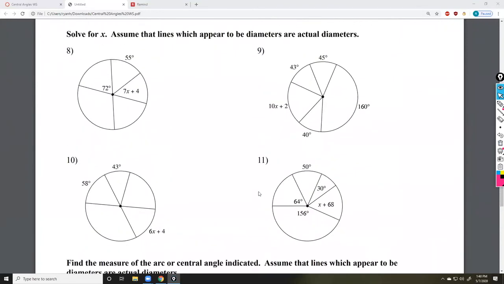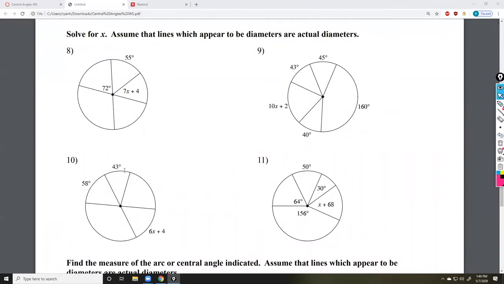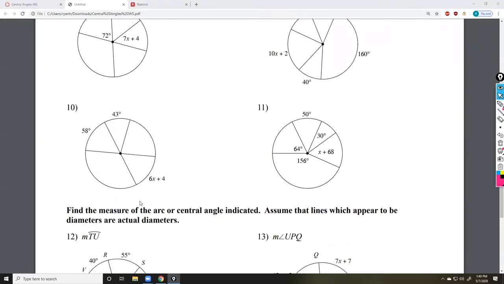Mr. Hoffman, I have a question. Yes. Okay, so for instance, number 10, you would trace from the 58 to the 43. Then there's nothing after the 43, and then there's 6x plus 4, but then there's nothing after that. So how would you trace that? Oh, okay. This is one of the only ones that's different. This is a good question. So we have the 58 and the 43.